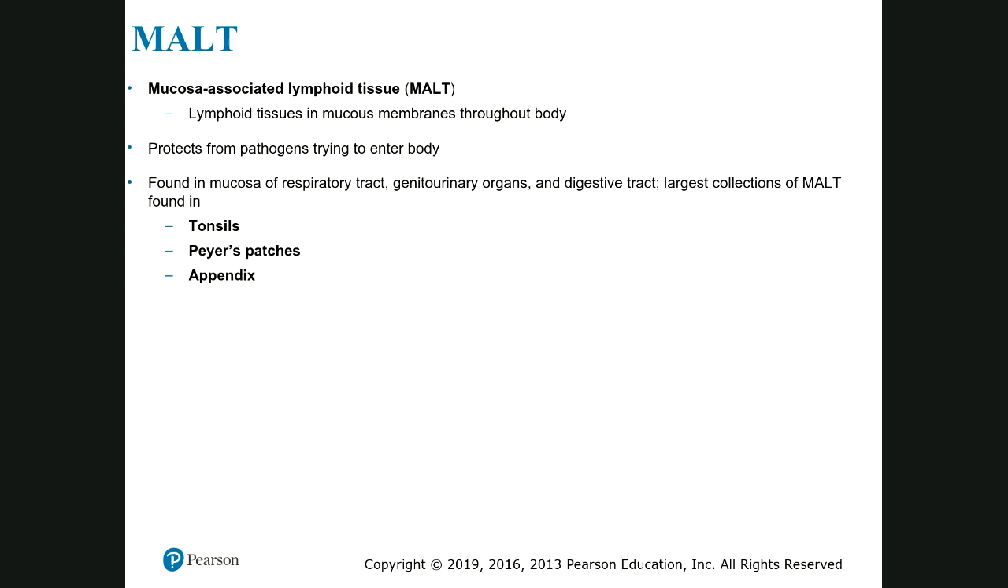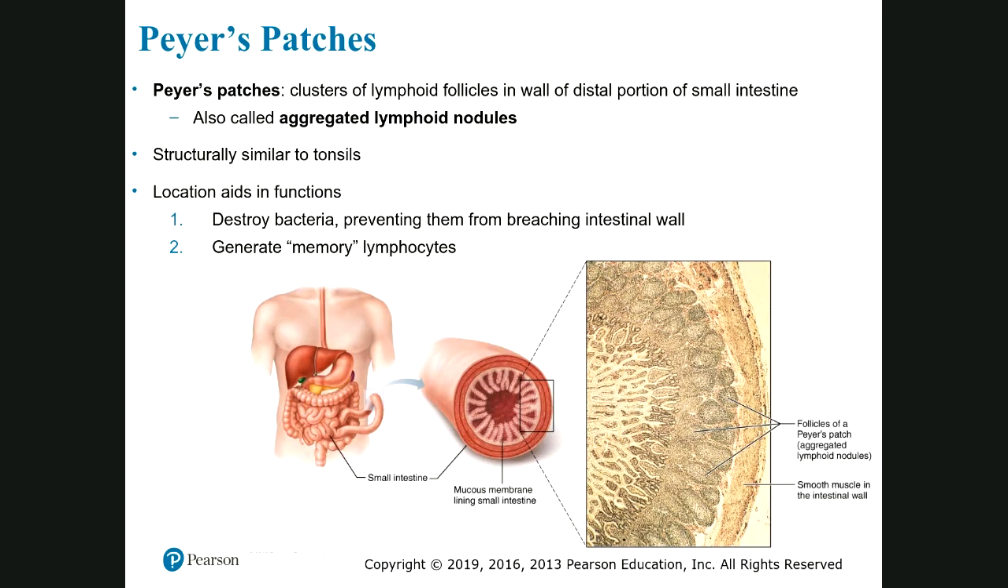Then we move to the next one, which is the mucosa-associated lymphoid tissue. We find them throughout the body: tonsils, Peyer's patches, appendix. They protect, of course, against pathogens. The Peyer's patches are clusters of lymphoid follicles in the distal portion of the small intestine. Look at that, in the distal portion of the small intestine. They are also called aggregated lymphoid nodules. Their function is to destroy bacteria.